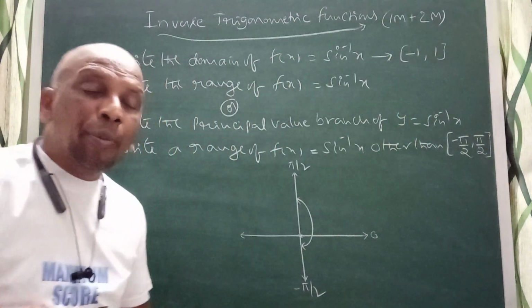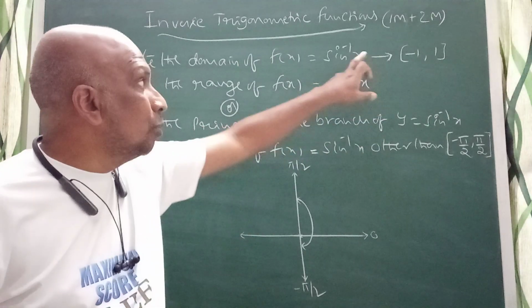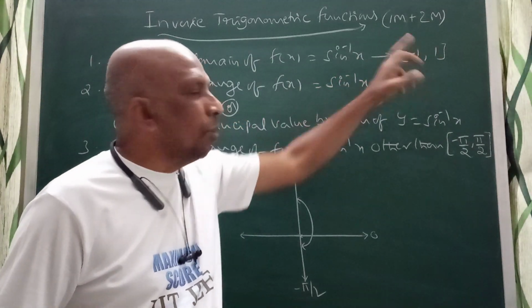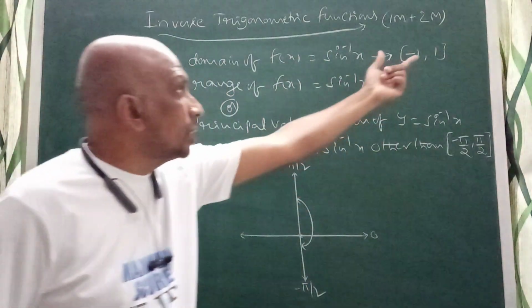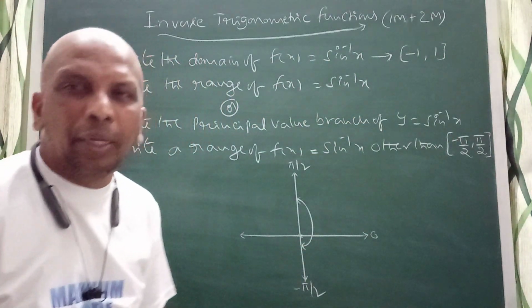Why? Because domain is related to the input x. What is the input of x? Maximum 1, minimum minus 1. So this is the domain of f of x equals sine inverse x. The answer is the closed interval minus 1 comma 1.